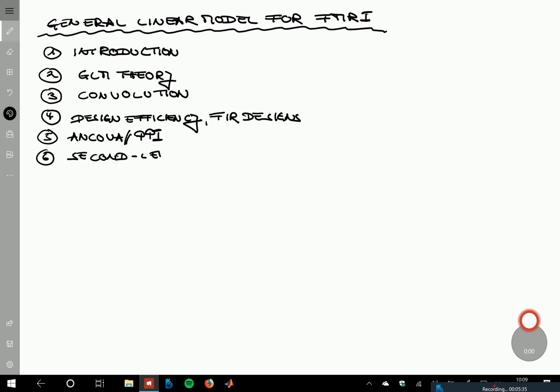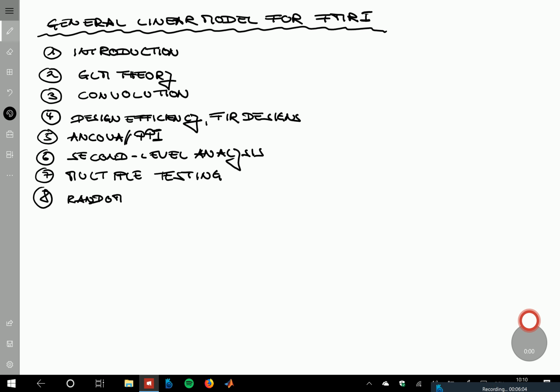Then I want to do a little bit on group level analysis, so second level analysis. And then finally the last 2 sessions are spent a little bit on what is also quite popular in fMRI in terms of theory, namely the multiple testing problem and the random field theory based p-values, which we last year also spent a whole semester on, but this time I want to condense that a little bit.